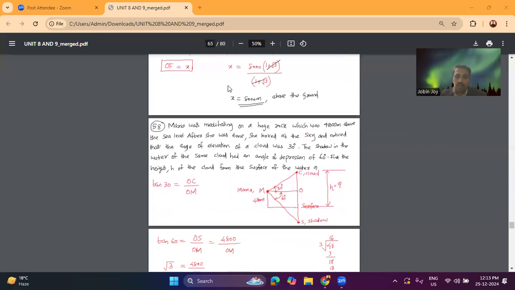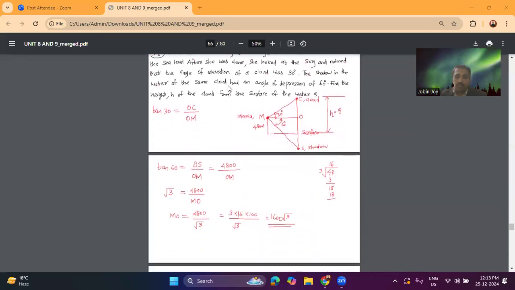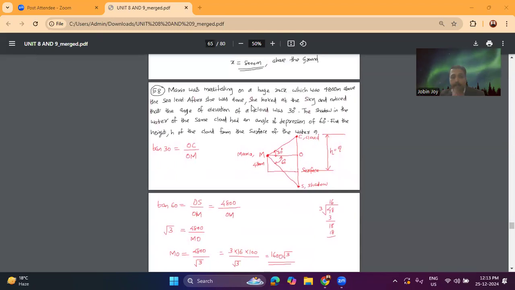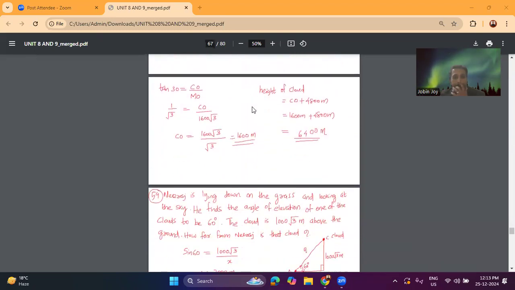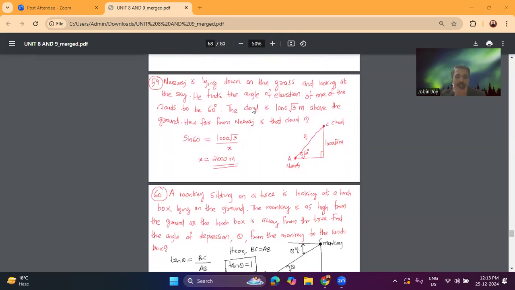Then question number 58. Okay, so these are some of the problems. I'm leaving these problems to you for practice. I'm explaining the problem and then you can find the solutions. If you are facing any doubt, you can comment. I will reply.